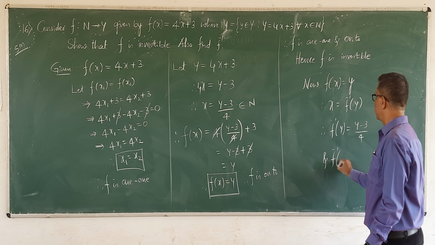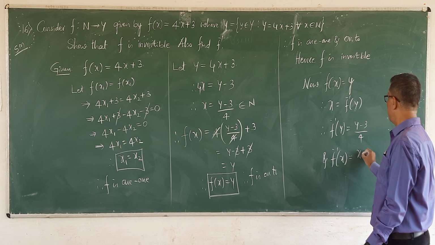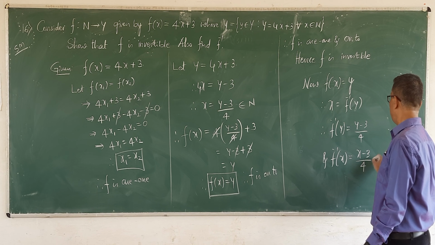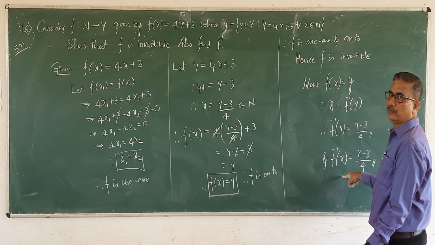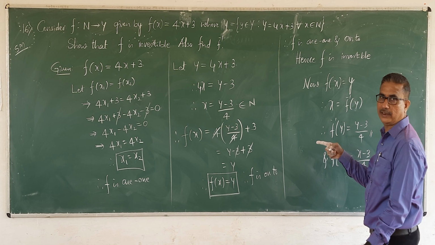Similarly, what is the inverse image of x? Just replace y by x. Directly substitute, that is x minus 3 divided by 4. These are the inverse images of y and x. 5 more questions. Clear, friends?